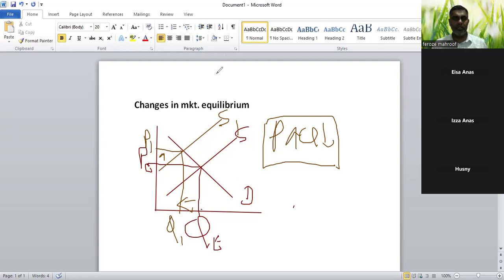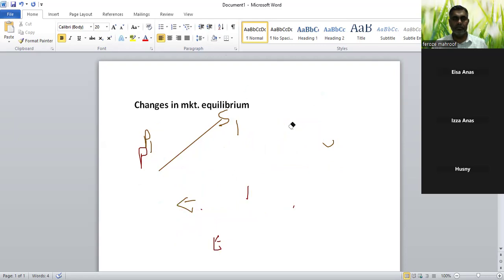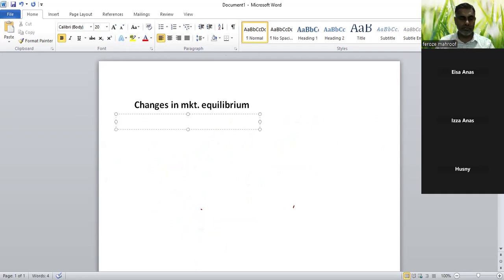Let's say, for example, a question comes. First, I will just tell you an instruction here. Let's see an instruction. It's like this. For a product, there is a fall in cost of production.